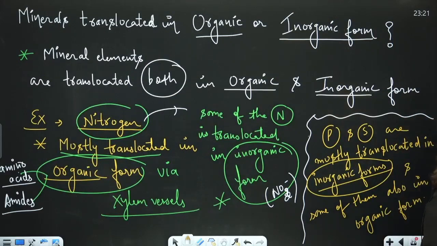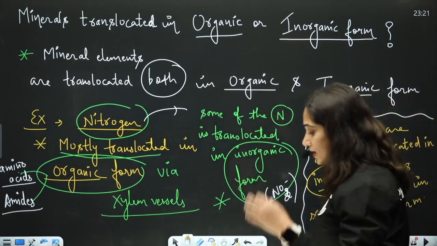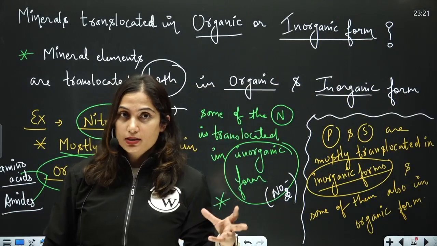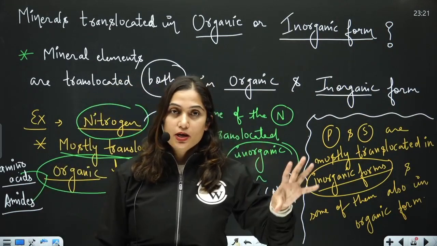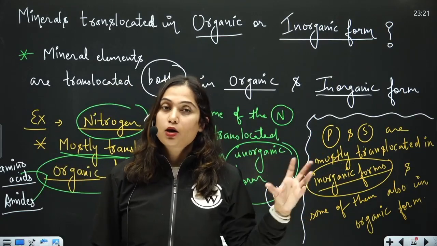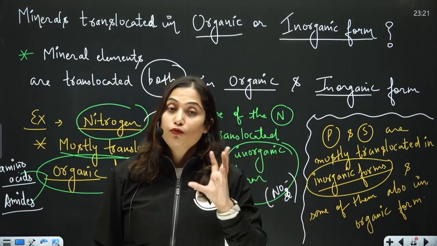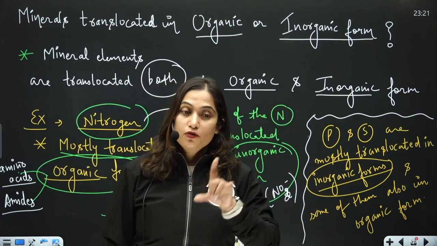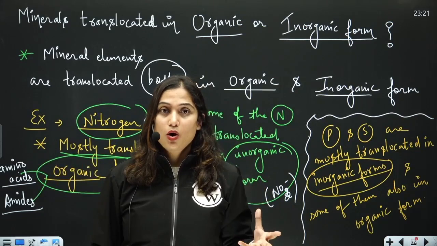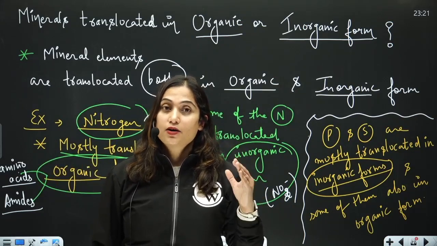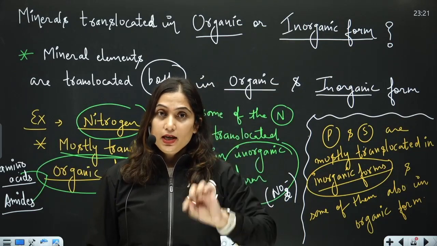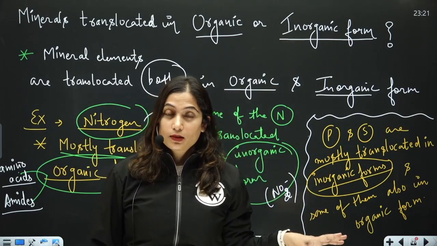Now, there is a notion. Usually people think that minerals are only translocated through xylem. Wrong, I have just proved it. Minerals are also translocated through phloem when they are moving from old to young leaf. That is the first thing. The second thing: it is thought that minerals are translocated through xylem only in inorganic form. This is false.